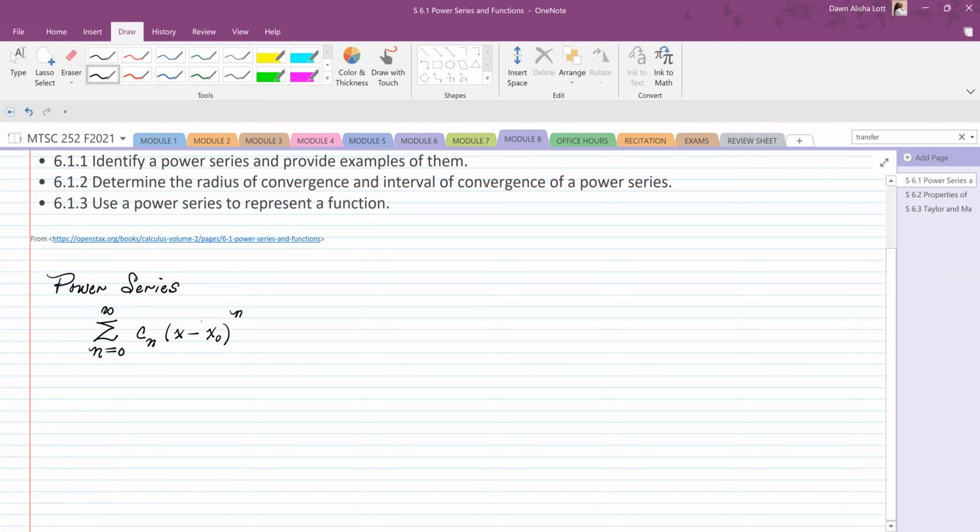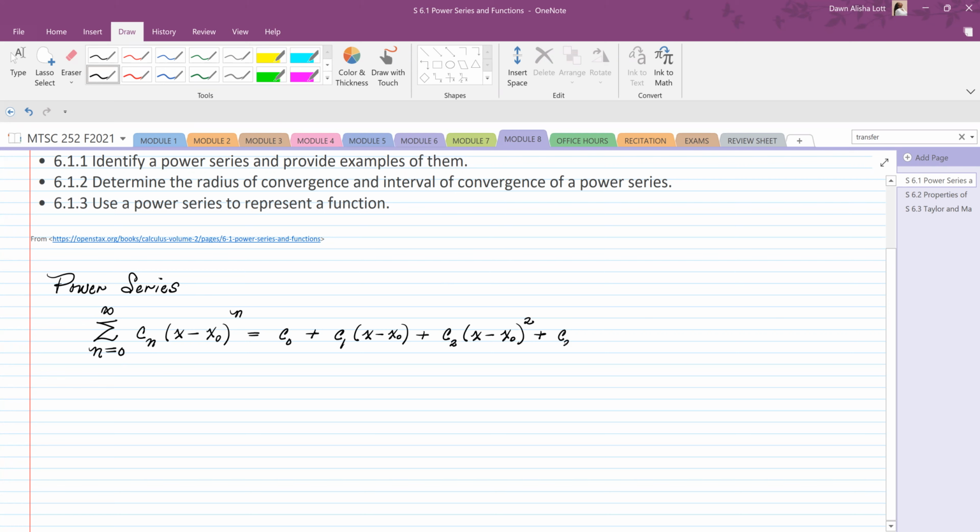So here, two things are given to you. Cn is given and x naught is given. So if n is equal to 0, you get C naught. If n is equal to 1, you get C1 times (x minus x naught). If n is equal to 2, you get C2 times (x minus x naught) squared.